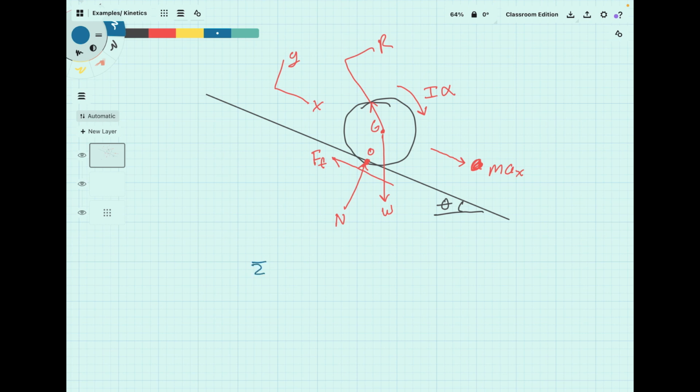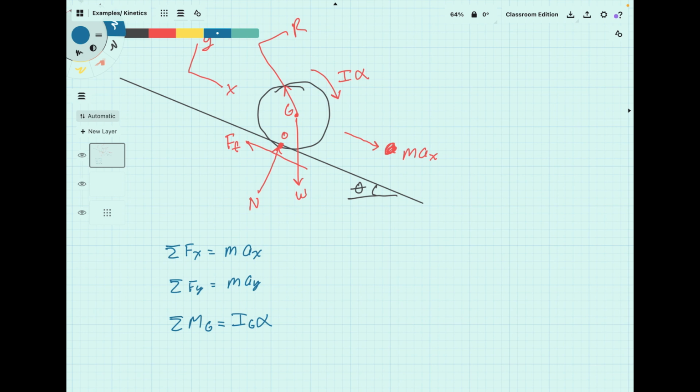And I know I've got 3 equations I can write directly. Sum of forces in x is equal to MAX. Sum of forces in y is equal to MAY. And for now, I'm just going to write sum of moments at G is equal to IG alpha. Well, let's just go ahead and write it. We can also say that sum of moments at O is equal to, and there we said we have a summation of the inertial moments plus G alpha.